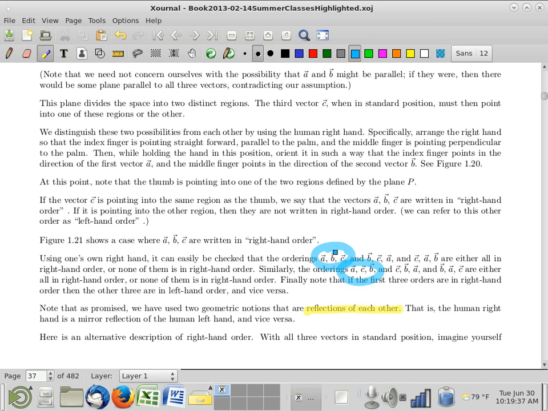Right? So these three and these three are all different. And again, you can, with hand gestures, persuade yourself that that's the case. Okay. I'll leave that as an exercise for y'all. Furthermore, the two geometric notions we're using are reflections of each other, just like with clockwise, counterclockwise. So right-hand order, left-hand order, mirror images of each other. If you take a right hand and look in the mirror, it looks like you're looking at that reflection person's left hand.